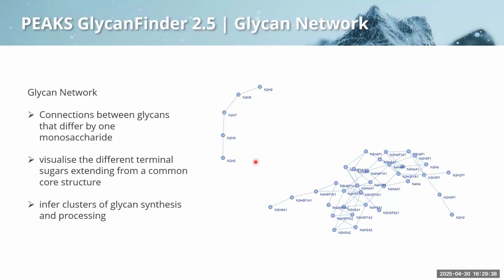And this is where you can see different connections between the glycan compositions. So what this does is it links glycans that differ by 1 monosaccharide. So you can kind of visualize that you might have a certain core of a glycan, and you can visualize maybe which sugars are branching off of that core structure, and it can help infer different clusters of glycan synthesis.